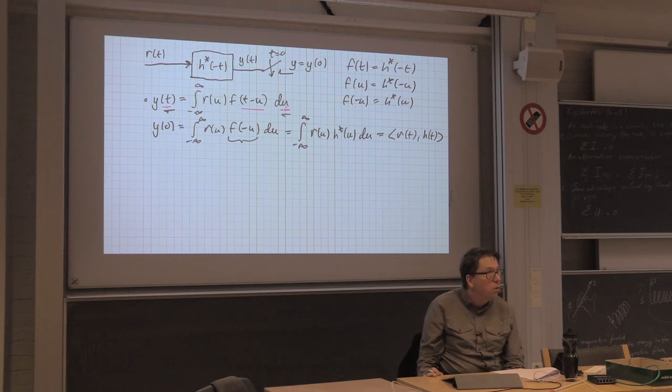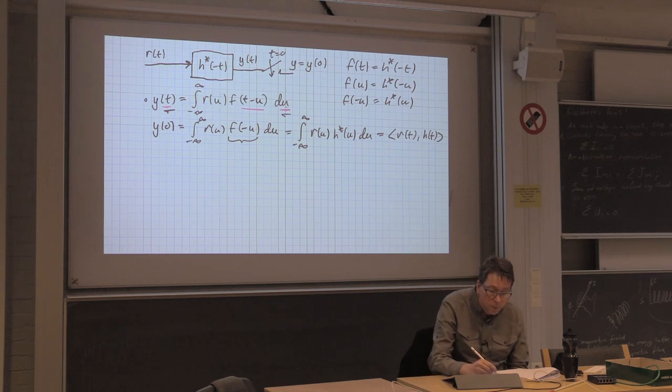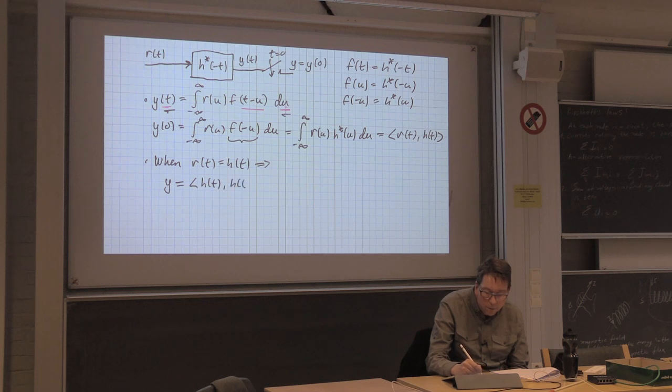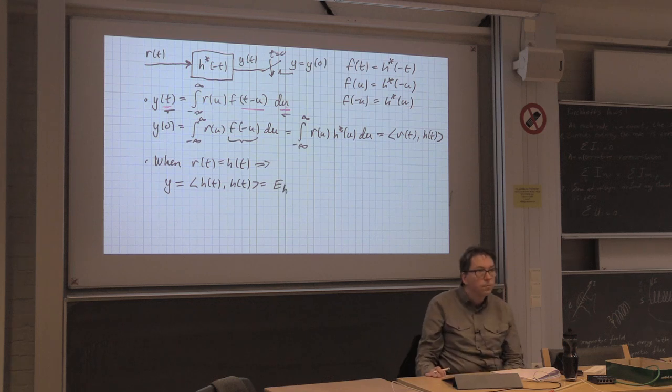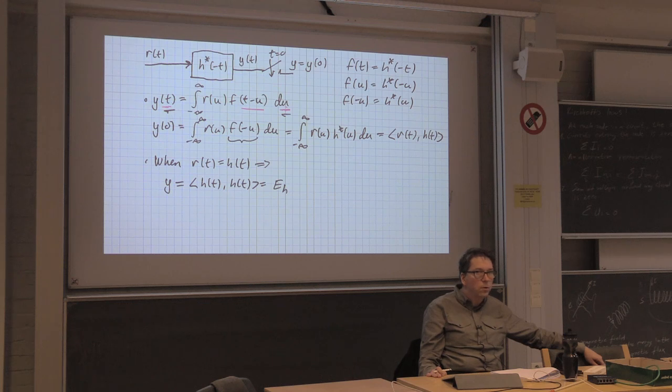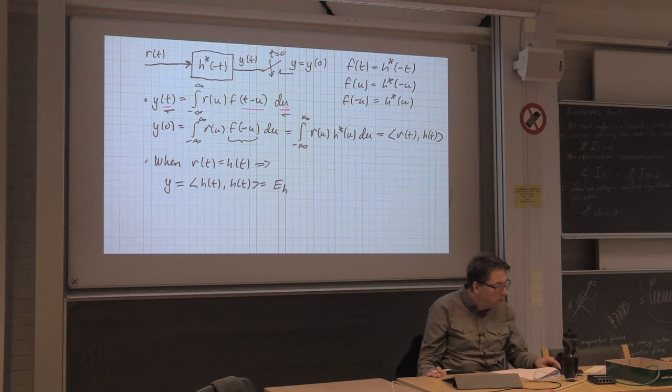This holds for any input r. So suppose the input is equal to h. When r is equal to h, we have that y is the inner product of h with itself, which is equal to the energy of h. And this will be useful to have with us a little bit later.